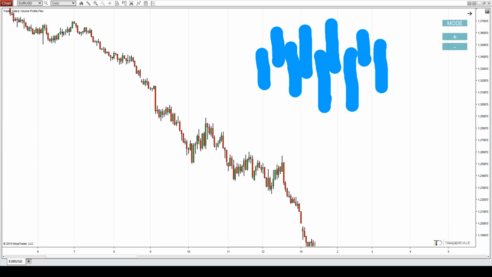So if the candles overlap each other like this, then it is a rotation. If they don't overlap, then it is a trend.